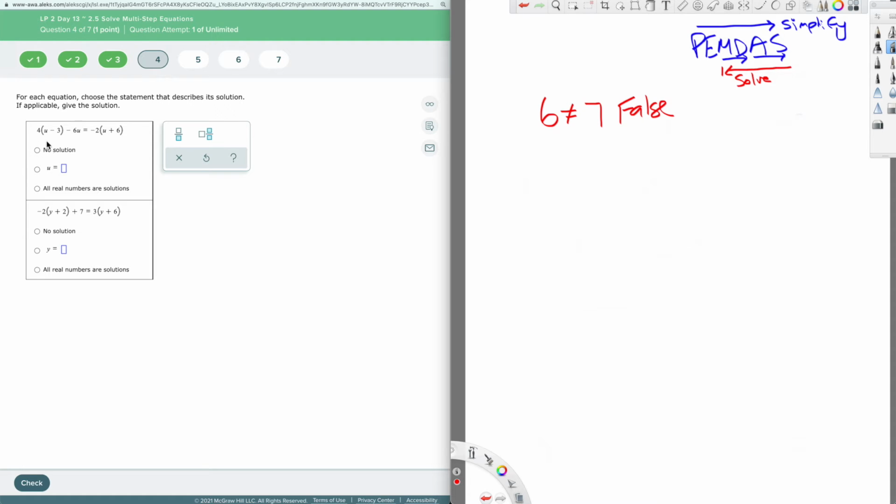But if we had something like 6 equals 6, well, that is true. It's a little bit of a different solution, but it's true. 6 does equal 6. So instead of one solution where a variable equals a certain number, we can say all real numbers are solutions. So we can pick any number we would like.